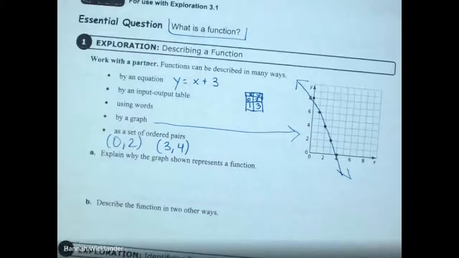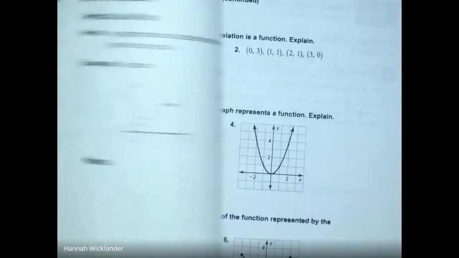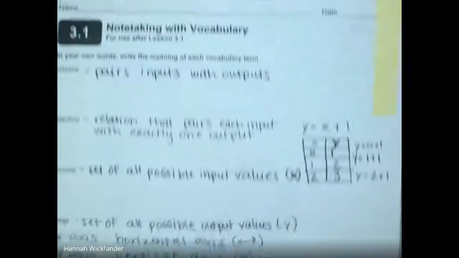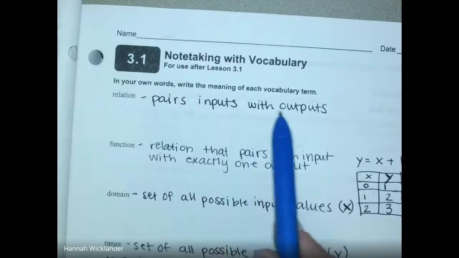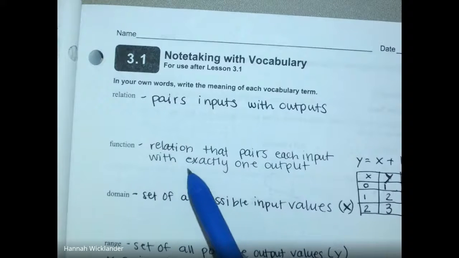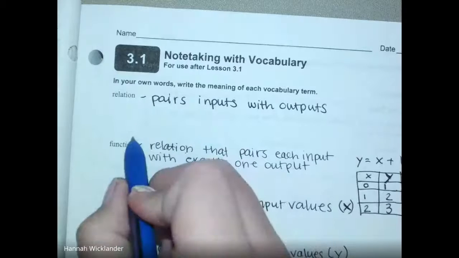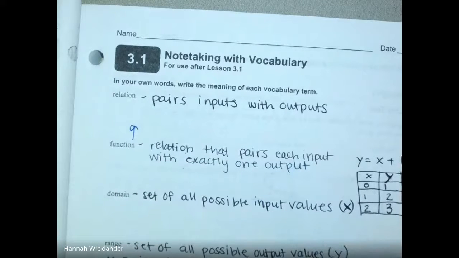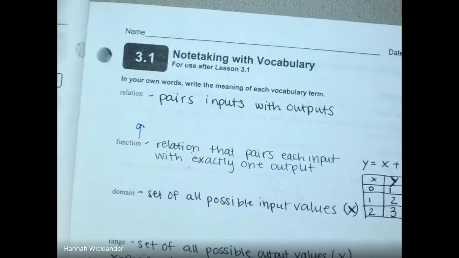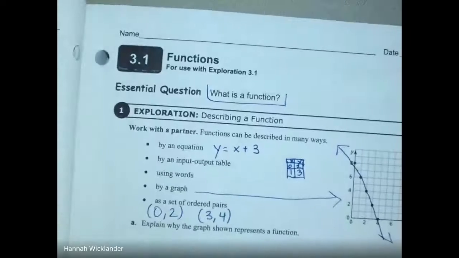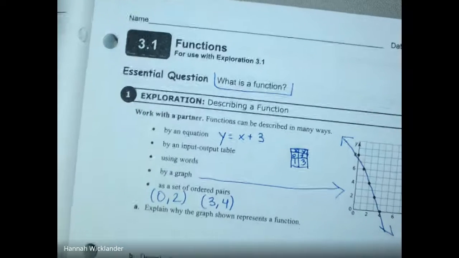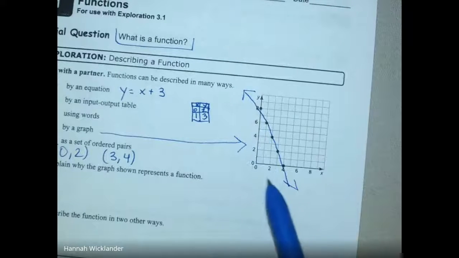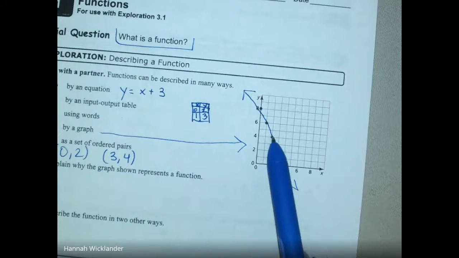So we did vocab last time, and we had 2 words, function and relation. So a relation is pairs of inputs and outputs, and a function is a type of relation that pairs each input with exactly one output. So each x value has only one y value. So this graph is a function because each x value, so when x is at 2, y is at 4.